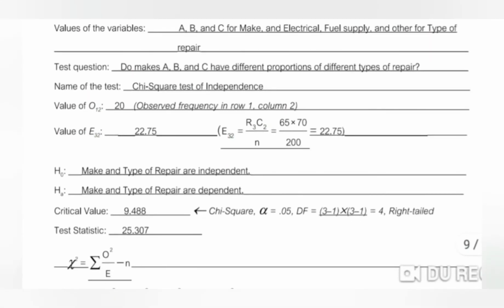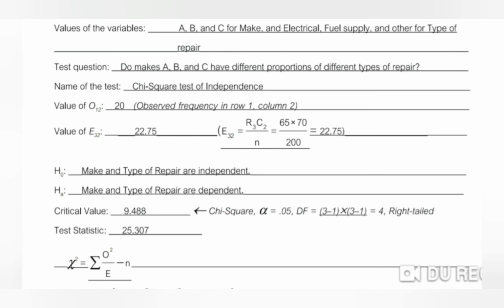Now you can see H0: the two variables are independent. You have to write down the names of the variables. HA is not independent, or dependent, you can write. For the critical value, you read only chi-square, alpha 0.05 or 0.01, and you have to know the degrees of freedom. Number of rows, small r, is 3, 3 minus 1 is 2. Number of columns, small c, is 3, 3 minus 1 is 2. So 2 times 2 is 4, degrees of freedom 4.